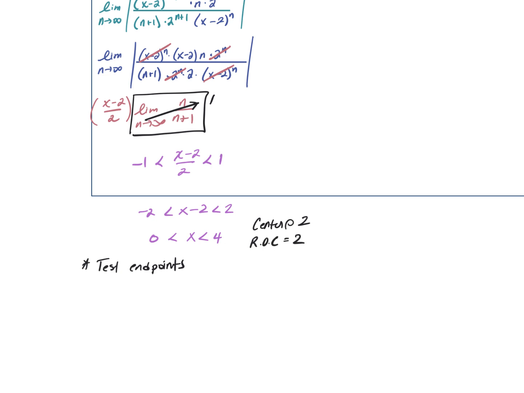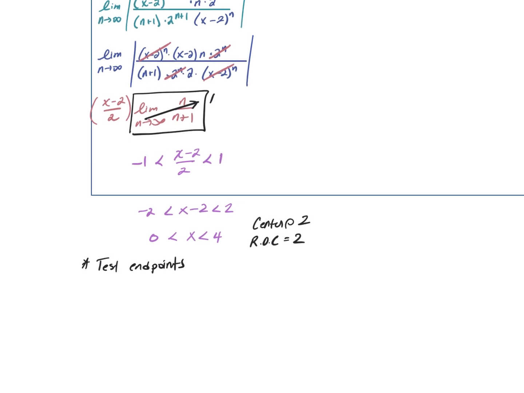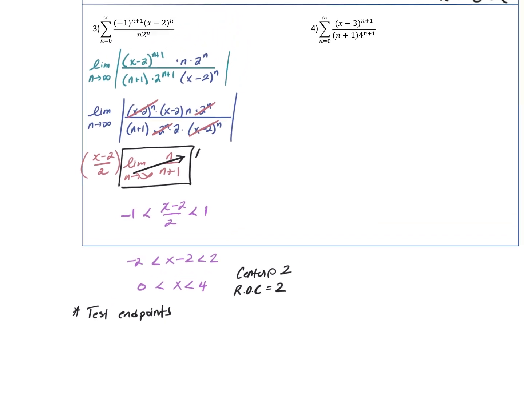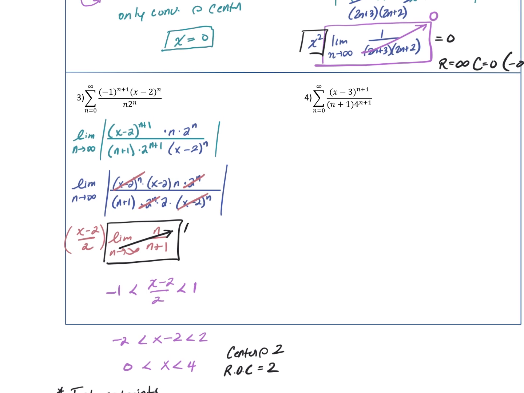So make sure you read the question. Sometimes on the AP exam, they ask you for the radius of convergence. Sometimes they ask you for the interval of convergence. So you're going to test the endpoints. What does that mean? You're going to go back to the original function. So let me do it over here. You're going to plug in 0 and 4 for all of the x's.